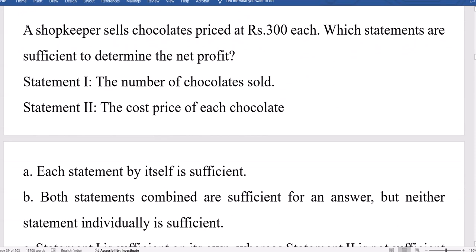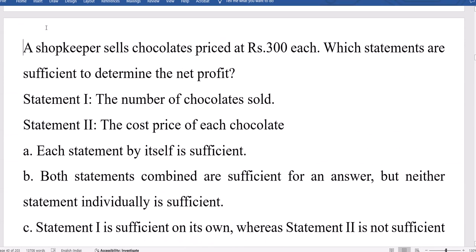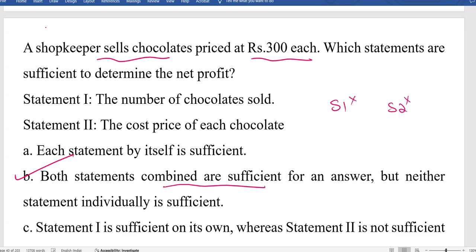Next one, data sufficiency. A shopkeeper sells chocolates priced at rupees 300 each. Now you have to decide the net profit. What is the total profit? If you want to know the profit, you have to know the cost price and how many chocolates were sold. So both statements combined are sufficient. Alone is not possible. You may decide, sir, statement 2 alone. With statement 2 alone, I know one chocolate. But they clearly mention it sells chocolates, more chocolates, not one. That count we require. If it is two chocolates, each one 100 rupees means 200 rupees profit, like that we can decide.